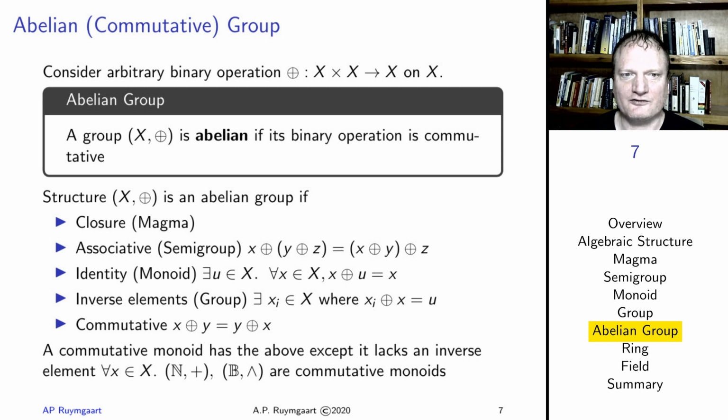We do also have a structure called a commutative monoid that has all the above except inverse elements. So we can also have a monoid that's commutative. We'll call it a commutative monoid. The structures of natural numbers with the addition operation, or the Boolean domain with Boolean addition, or the OR operation, those are commutative monoids because we saw they didn't have the inverse elements for all elements in the set.